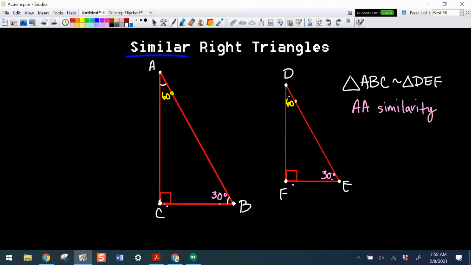So for example, we're going to say that B is our indicated angle. In reference to B, we're going to say that this side, more importantly, this leg, is now known as the opposite leg to B. So the opposite leg to B is side AC.